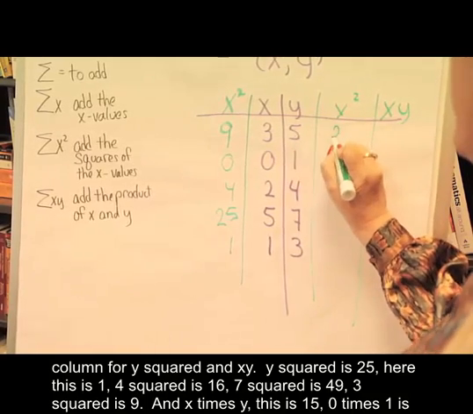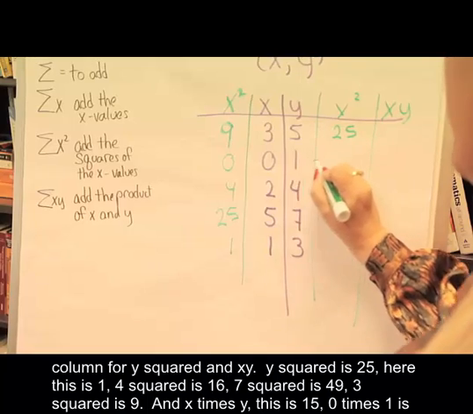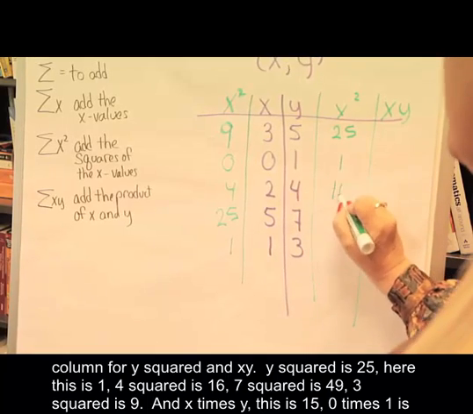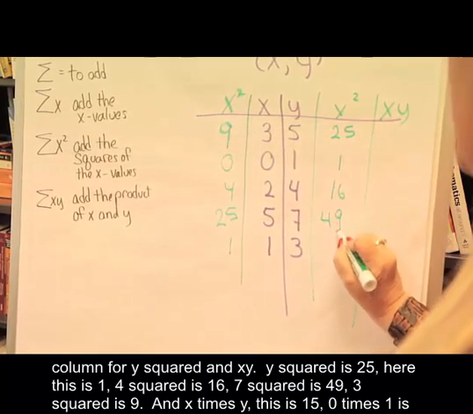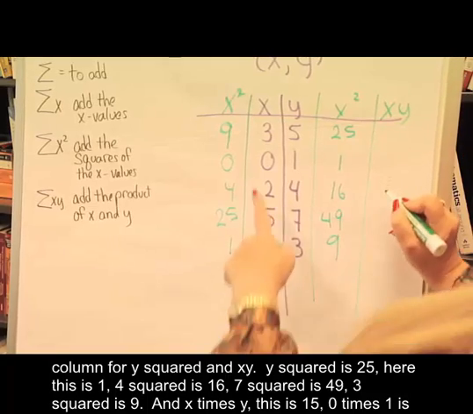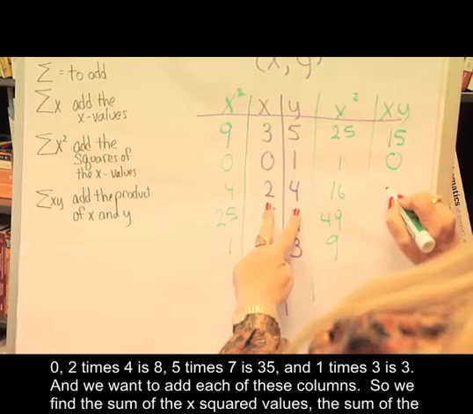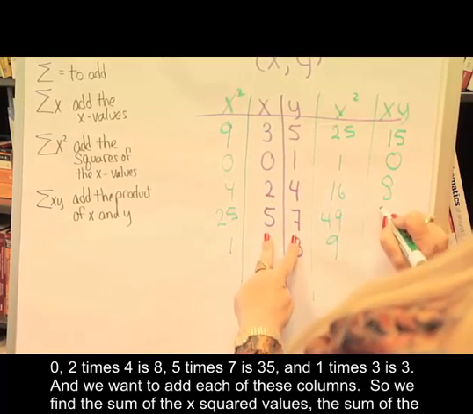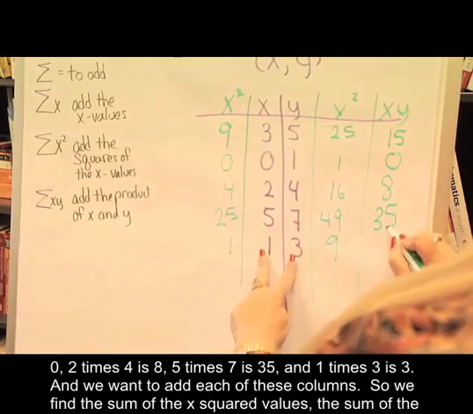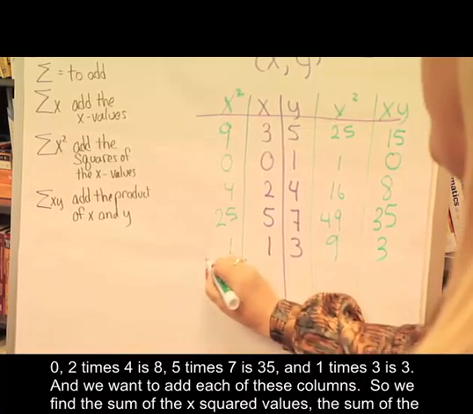Y squared is 25, here this is 1, 4 squared is 16, 7 squared is 49, 3 squared is 9. And x times y, this is 15, 0 times 1 is 0, 2 times 4 is 8, 5 times 7 is 35, and 1 times 3 is 3.